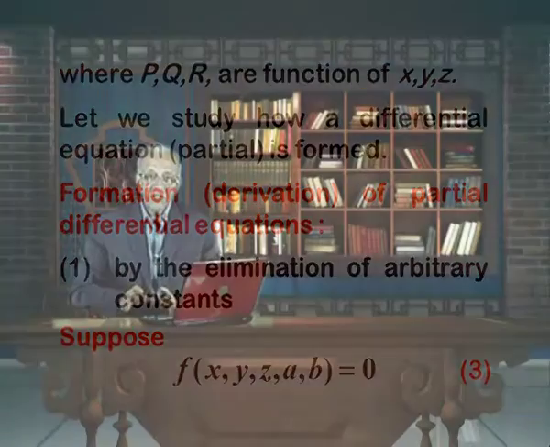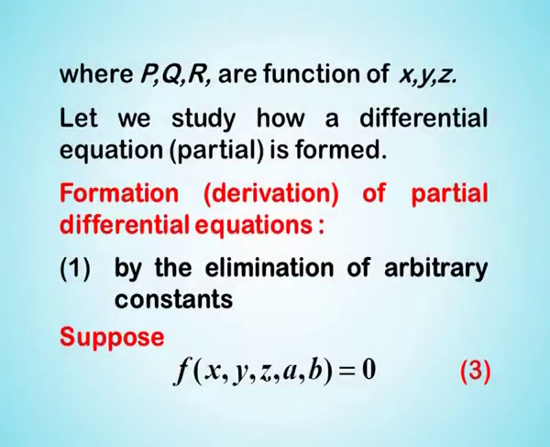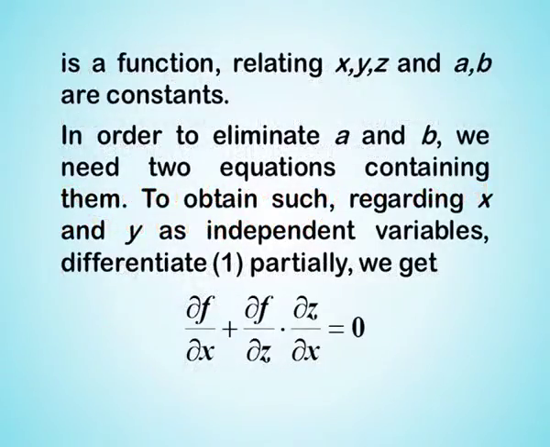And mind it, we also try to give you certain illustrations, examples, the numericals where you can find how this theory or this concept is implemented. So, we suppose the same thing that we have in equation number 2, that there is an equation given as f(x, y, z, a, b) = 0. That means function of this is equal to 0, given by equation 3. We say that is a function relating to x, y, z, and a, b are constants. So, this in equation 3 is a function, a, b are purely constants.